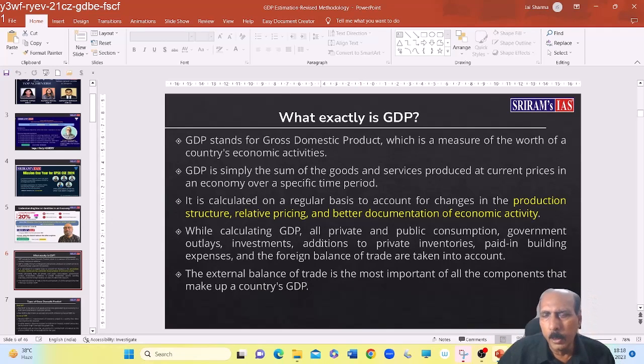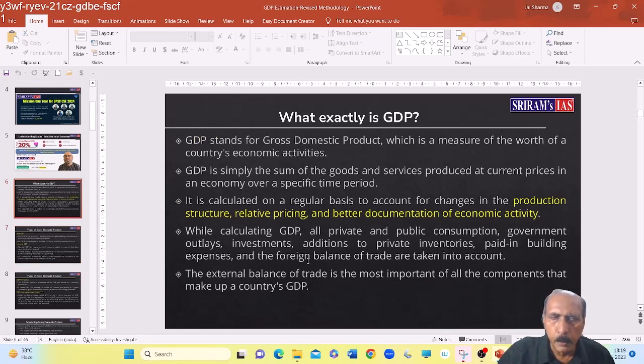And therefore, while calculating the GDP, we take into account public and private consumption, government outlays, investments, inventories, etc. And if the economy is an open economy, then we also take into account the external balance of trade, that is the net exports: how much exports of goods and services we are doing, and how much imports of goods and services we are importing. The net of the two gives you the balance of trade. That is also taken into account while calculating the GDP. So the GDP is nothing but the value of goods and services produced.